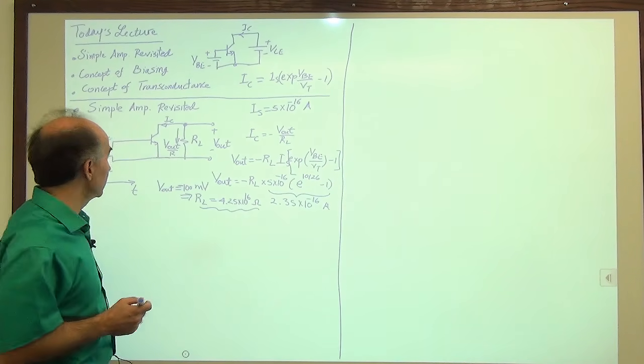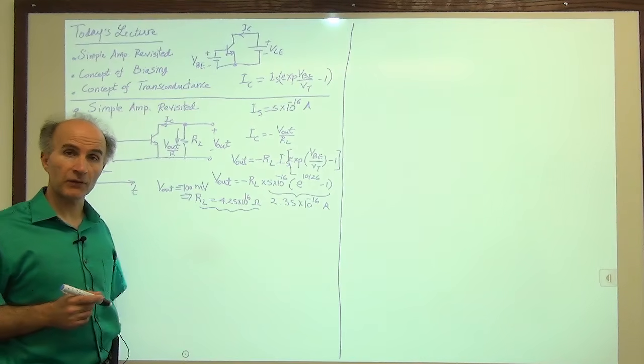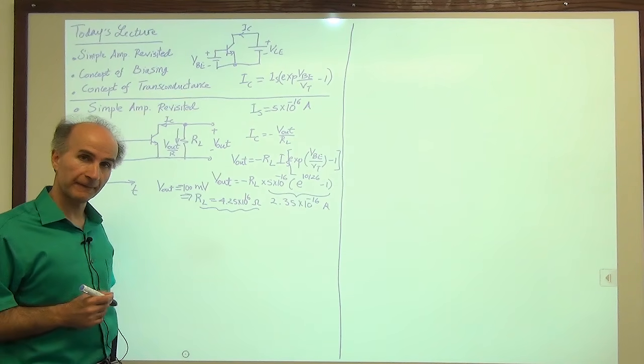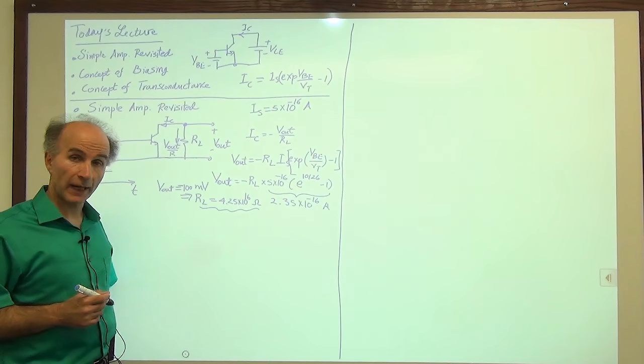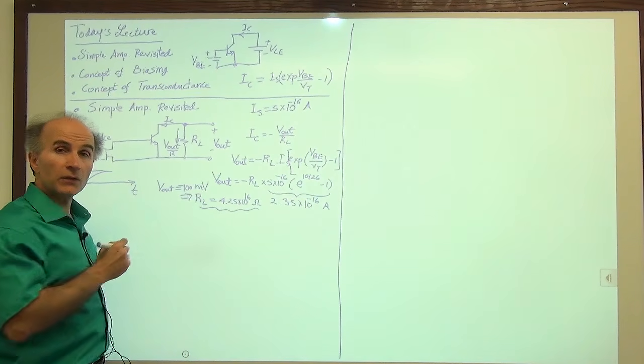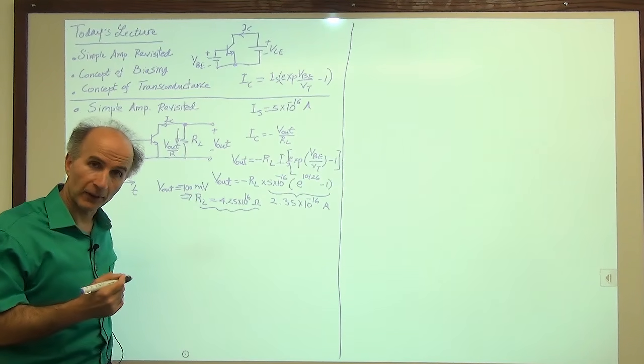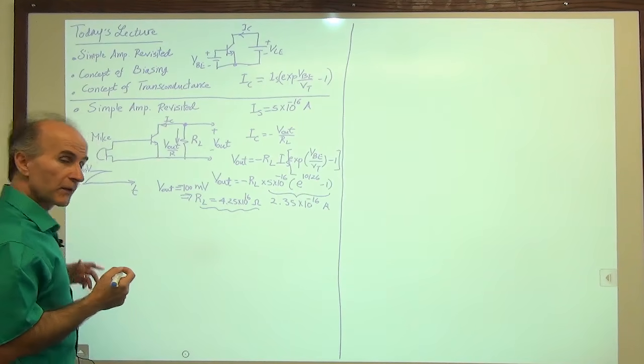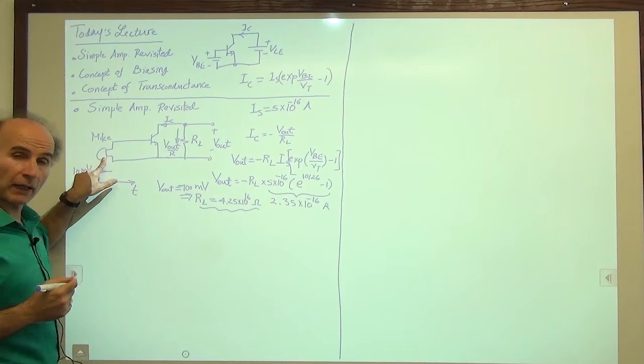So that tells us that this is not an amplifier circuit. We cannot build it like this. So that poses an interesting question: how do we fix the circuit so that it can actually amplify a 10 millivolt swing coming from the microphone?